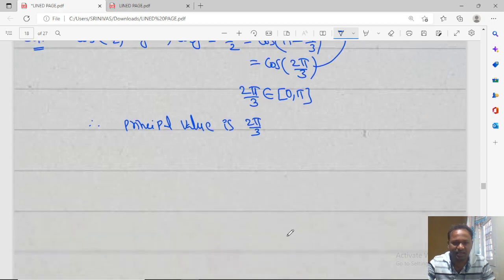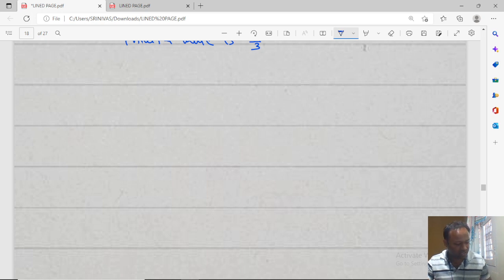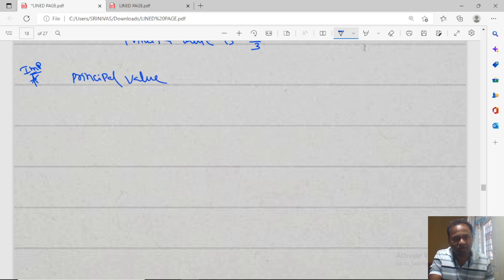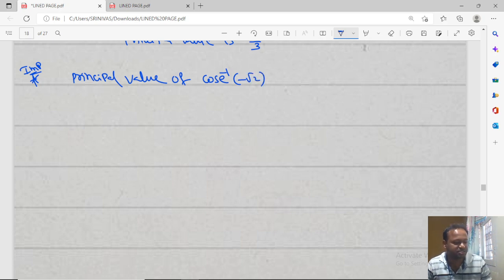Easy? Very easy. Just by practicing one or two, you can do all problems in the same method. Now I am going to do one last problem based on this, which is frequently asked in exams. This is most important. So, principal value of cosec inverse of minus root 2. This is the question. Let us see cosec. What is the cosec range? The cosec range is the closed interval minus pi by 2 comma pi by 2 minus the singleton set 0. Cosec means we need to remember sine.